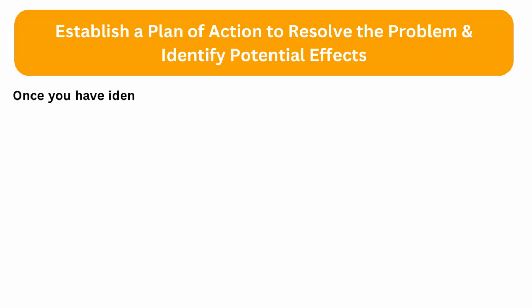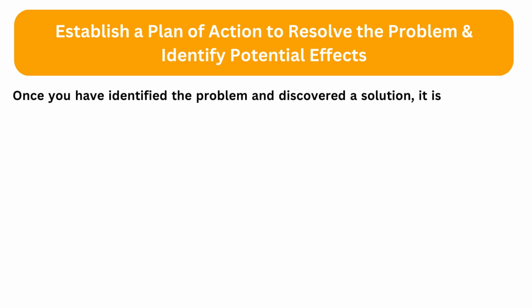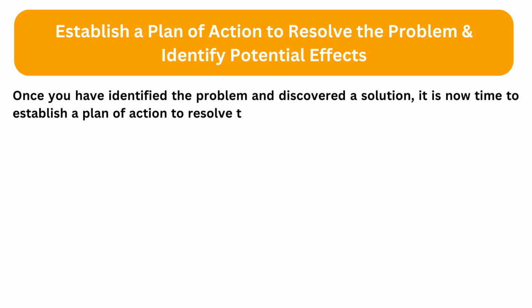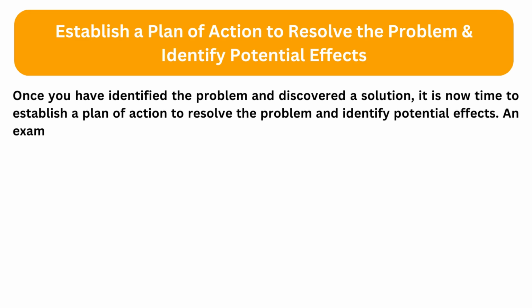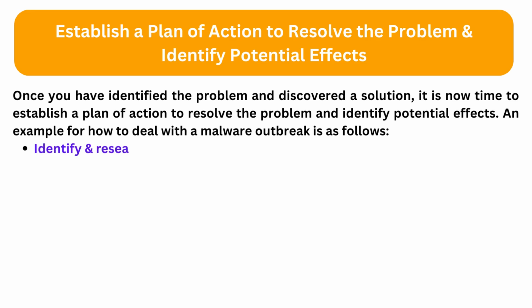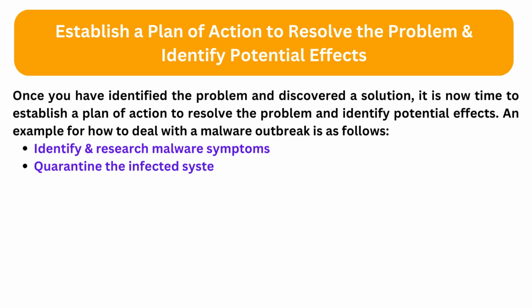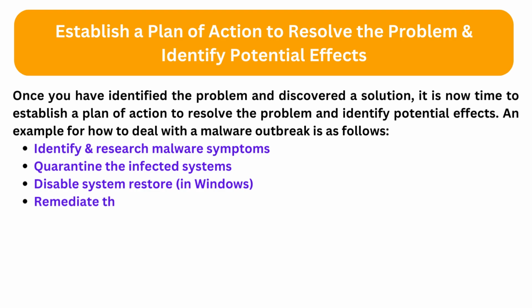Establish a plan of action to resolve the problem and identify potential effects. Once you have identified the problem and discovered a solution, it is now time to establish a plan of action to resolve the problem and identify potential effects. An example for how to deal with a malware outbreak is as follows. Identify and research malware symptoms. Quarantine the infected systems. Disable system restore in Windows.